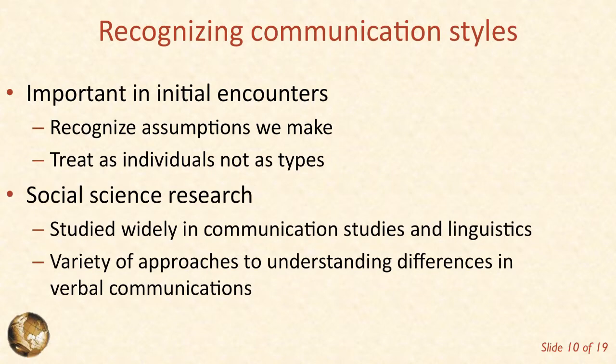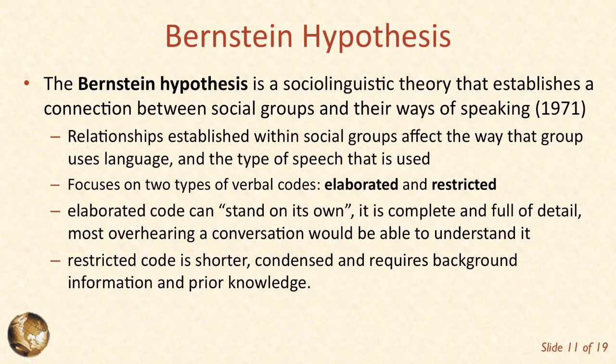And in social science research, there's been a lot of work dealing with this particular topic in terms of how we approach people for the first time, the assumptions that we make, and for analyzing the differences that exist in terms of verbal styles, both within languages and across languages. One of those that's very frequently discussed is the so-called Bernstein Hypothesis. This goes back to Basil Bernstein's work, in which he talks about two sets of verbal codes that he saw as fundamental differences in how humans communicate, the so-called elaborated style or code and the restricted code.